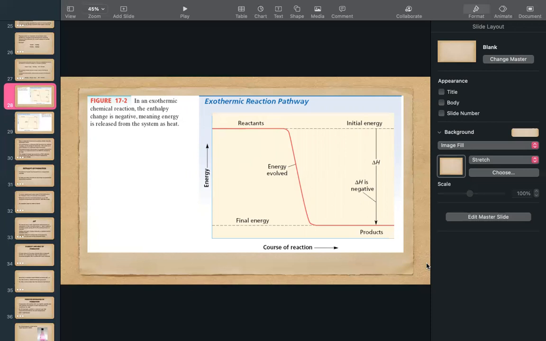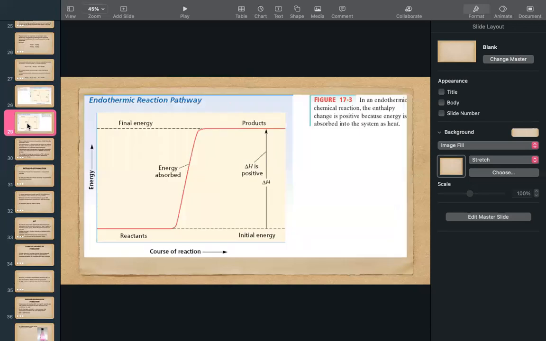So in terms of enthalpy only, exothermic reactions are favored over endothermic reactions, because if everything wants to go to a lower energy state, then of course the exothermic reaction is the way to go.